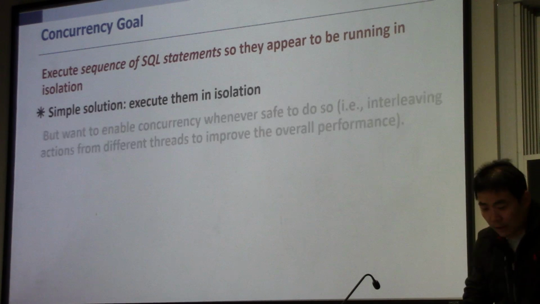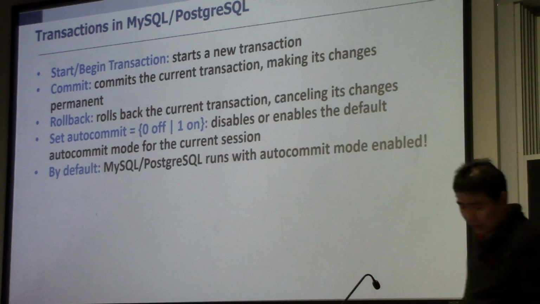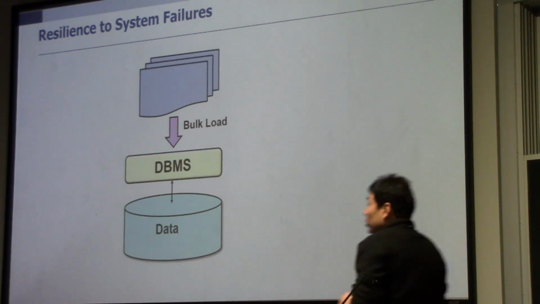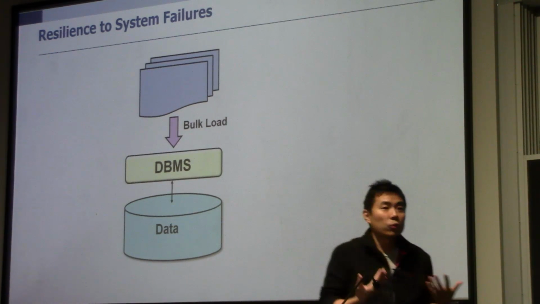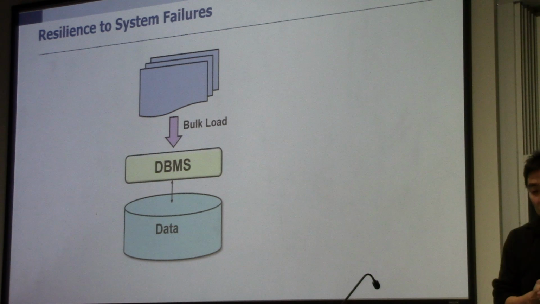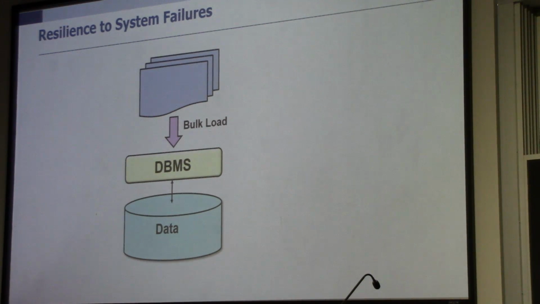No worries. Now, some basic things. So I went through this already. So concurrent access is just one aspect of transaction, right? The other aspect of transaction, a really important property of transaction, is this resilience to system failures. Resilience to system failures.